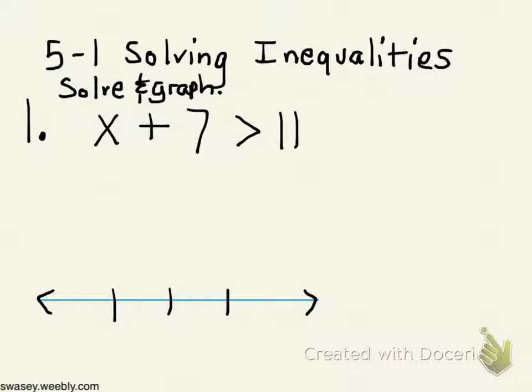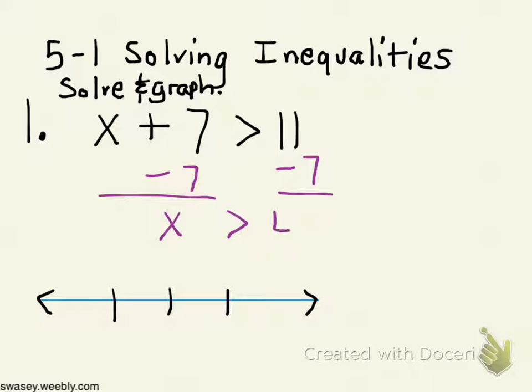Alright, we're going to be solving inequalities. Now, solving inequalities is a lot like solving equations. You're going to do a lot of the same type of work. To get rid of plus 7, we'll subtract 7. Anything you do to one side of the inequality, you have to do to the other.